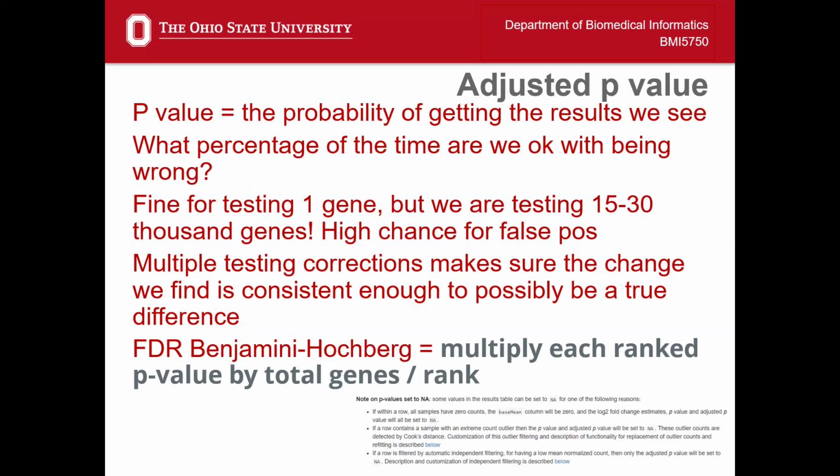There's a bunch of different methods, but this method multiplies each ranked p-value by the total number of genes and divides by the rank. So it sort of minimizes the smallness. It makes the p-values very slightly bigger. And if your p-values were small enough, then some of those adjusted p-values will also be small enough to pass your adjusted p-value cutoff. That is my quick and dirty description of a p-value and an adjusted p-value.